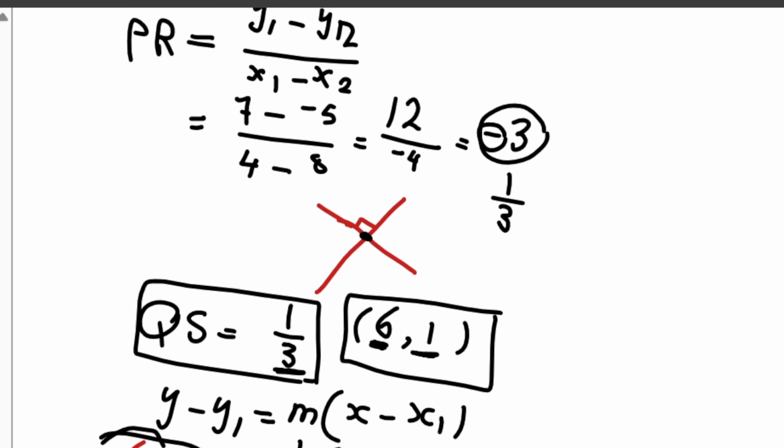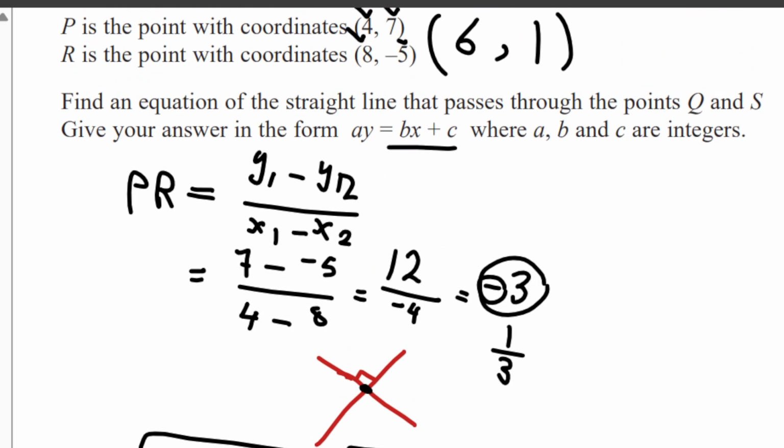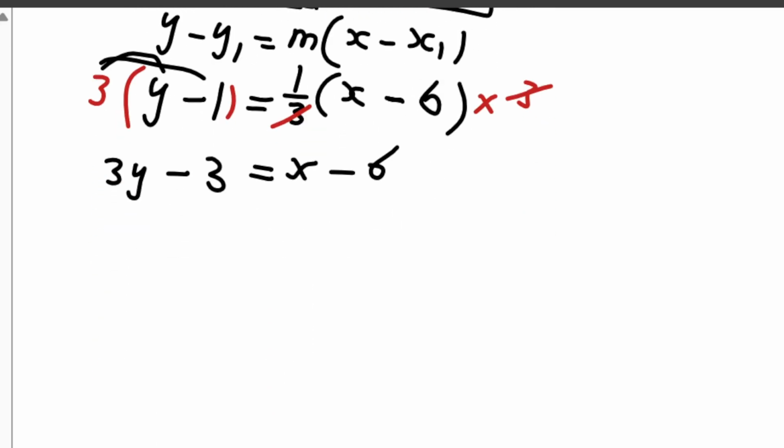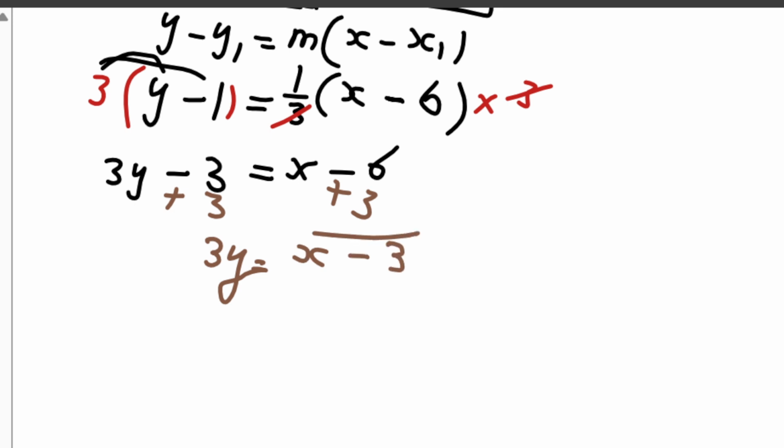The question says write it in this form: ay equals bx plus c. So we want y alone on one side. So I'll do plus 3. So I'll have 3y equals x minus 6 plus 3, which is minus 3. And that's your perfect 5 marks for this question.